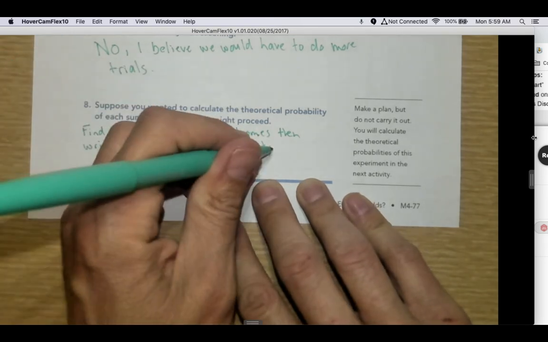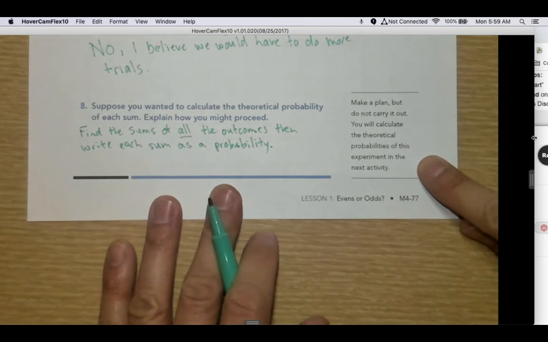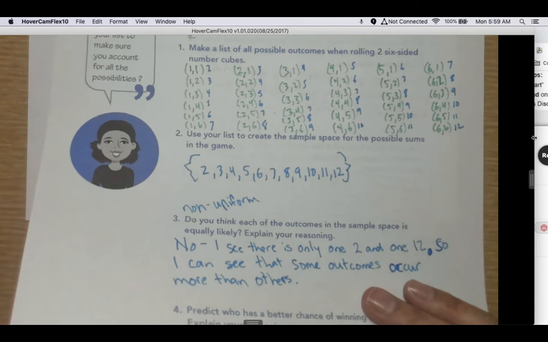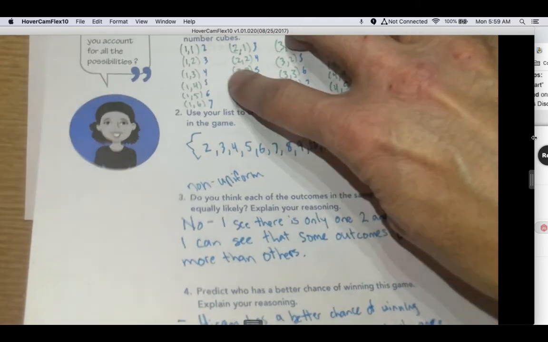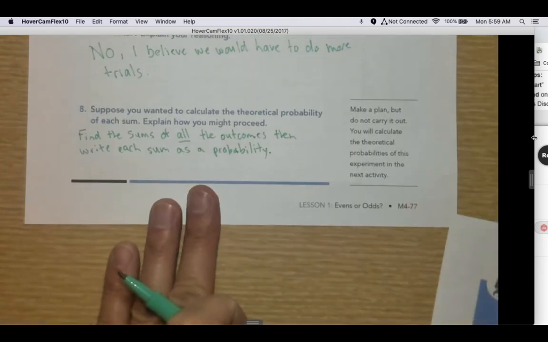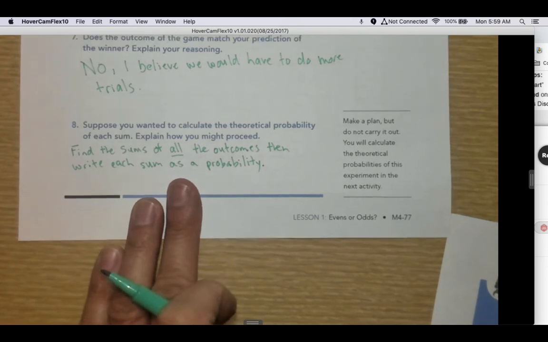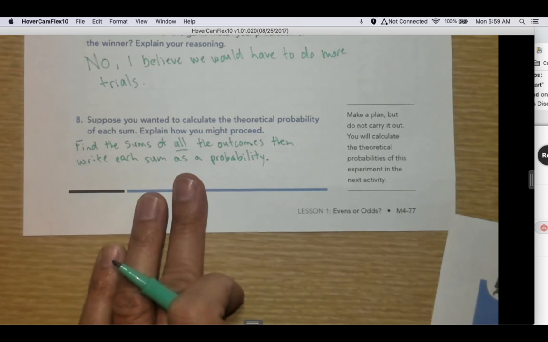Make a plan, but do not carry it out. You will calculate the theoretical probabilities of this experiment in the next activity. So I'm going to use what I started to do here, where I have all the sums, to help me. We're going to do this in the next activity, which we're going to cover tomorrow. That's the end of the intro and of activity 1.1, where we're starting to look at compound probability, which is more than one thing. We're doing simple probability, which is just one thing. And that is our lesson for today.